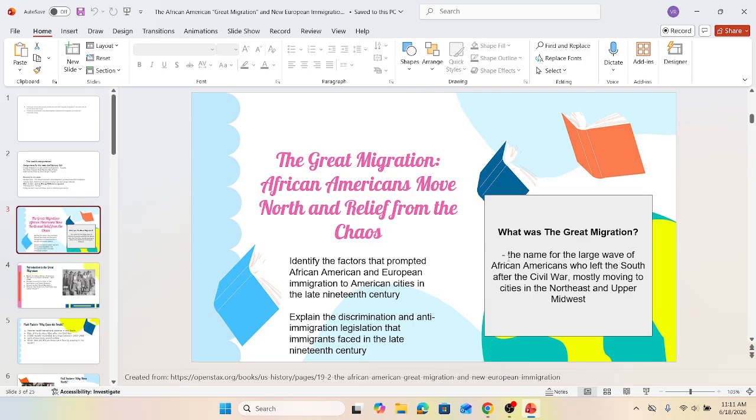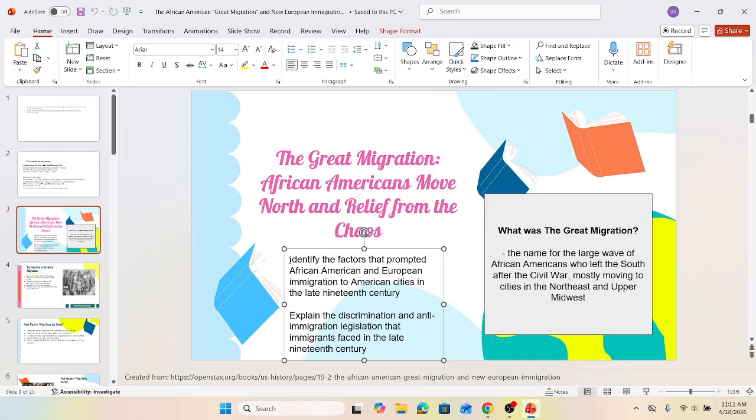So the Great Migration was the name for the large wave of African Americans who left the South after the Civil War, mostly moving to cities in the Northeast and Upper Midwest. By the end of the lesson, you'll be able to identify the factors that prompted African American and European immigration to American cities in the late 19th century and explain the discrimination and anti-immigration legislation that also took place during the late 19th century.